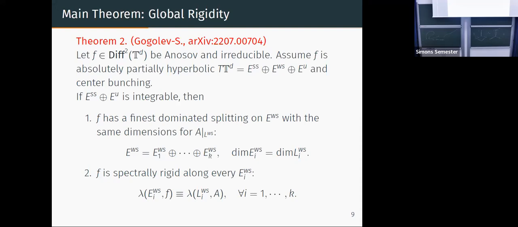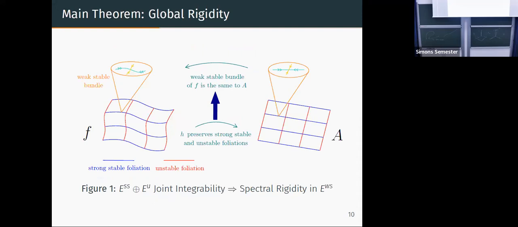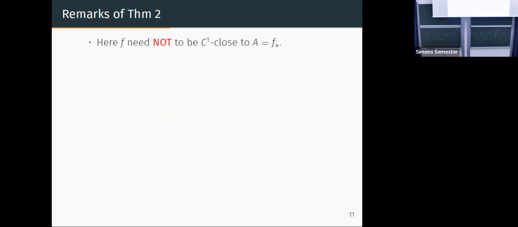Okay, and I have several remarks. Oh, that's the picture. You can see which is better than this one. So this joint integrability tells you that in the weak stable bundle, your F looks almost the same as your A. Okay, there are several remarks. The first thing is, as I said, it's a global thing. I don't need it to be C1 close to A. I don't need that. But on the other hand, I don't know whether it's actually in the same connected component or path connected. I don't have any information about that.